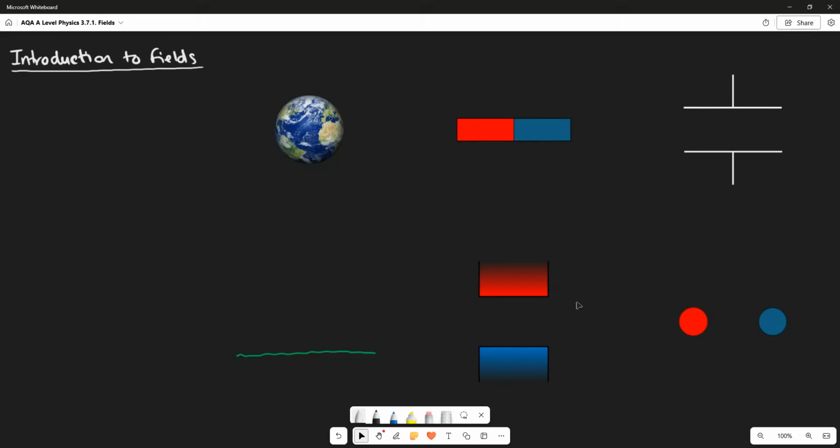A force field is anywhere where you can experience a non-contact force, and we're going to be looking at three types. We're going to be looking at gravitational fields, magnetic fields, and electric fields.